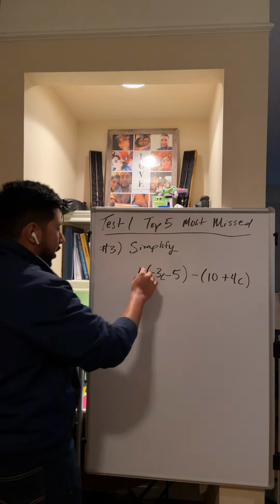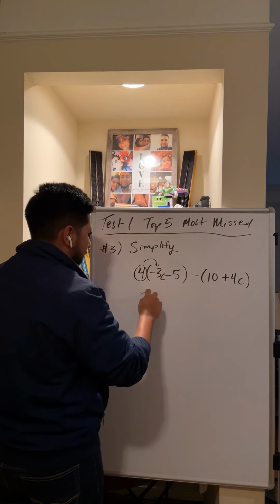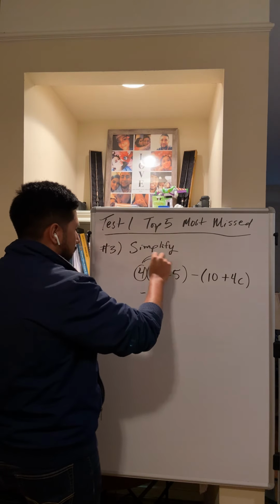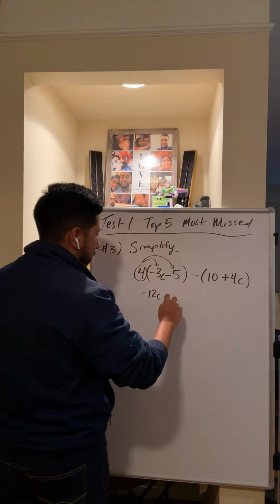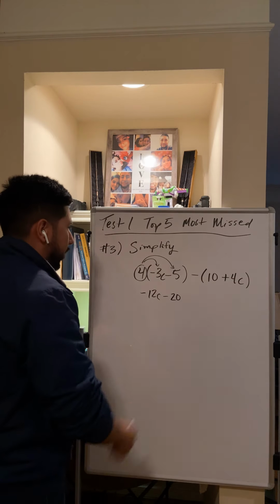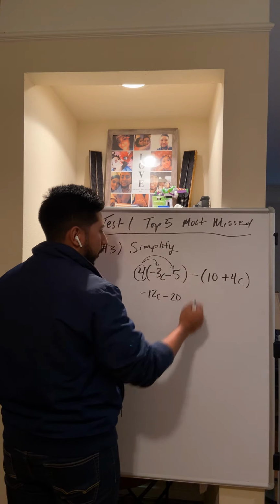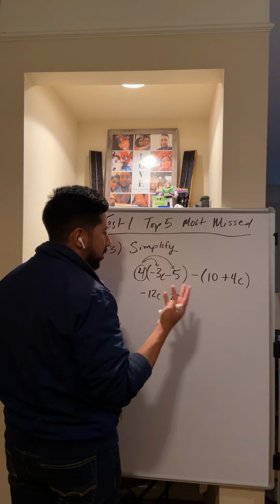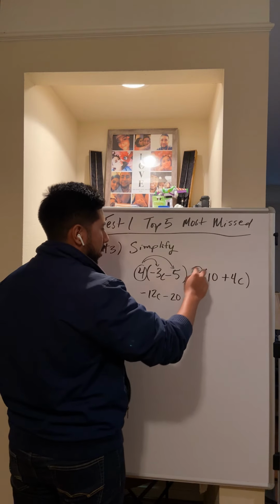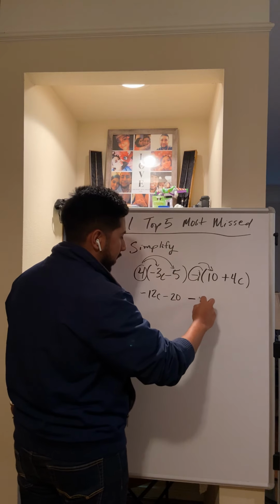All right. Starting with this guy, 4 times negative 3 is going to be negative 12c. 4 times a negative 5 gives me negative 20. Let's move to the next parentheses. There's no number here in front. Hopefully, remember, because there's no number, let's put an imaginary 1. Negative 1 times 10 is a negative 10.